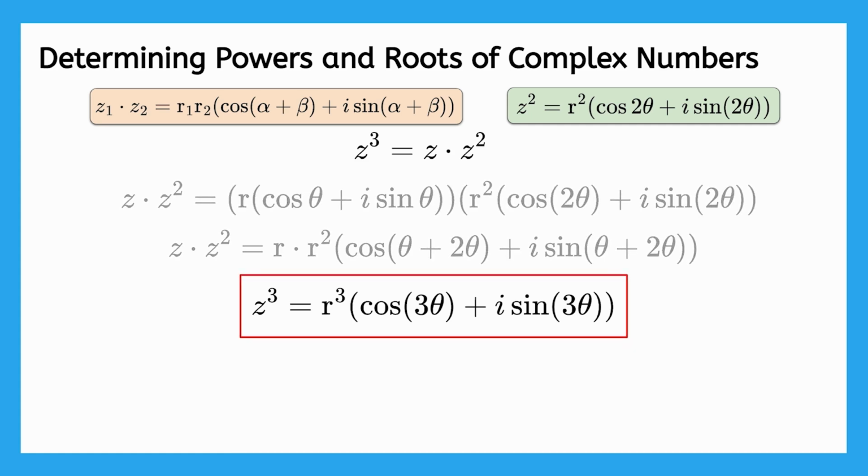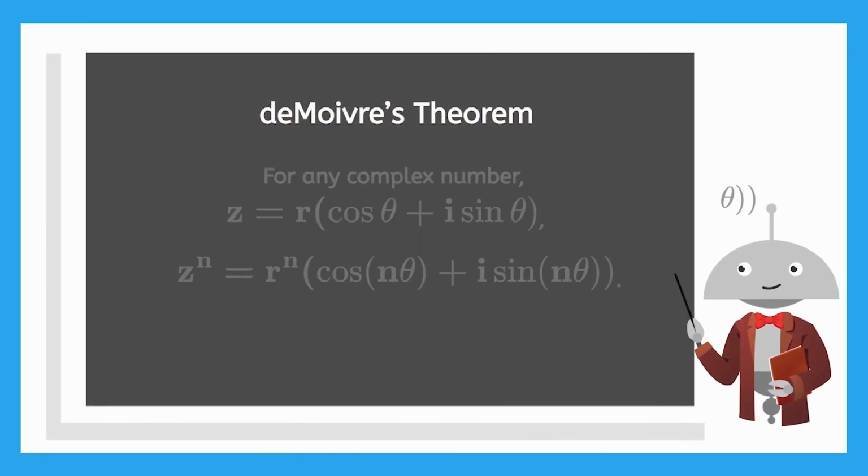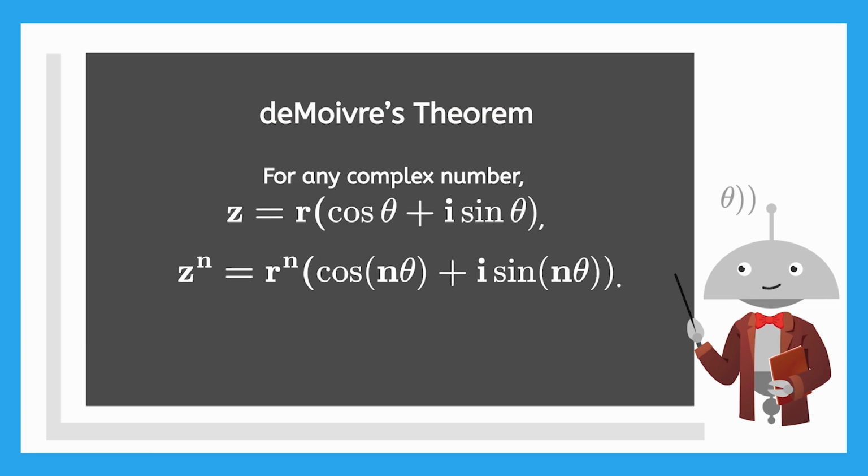This is exactly what de Moivre saw, which led him to formulate and prove this theorem for finding powers of complex numbers. For any complex number z equals r cosine theta plus i sine theta, z raised to the n power is r to the n power times cosine n theta plus i sine n theta.